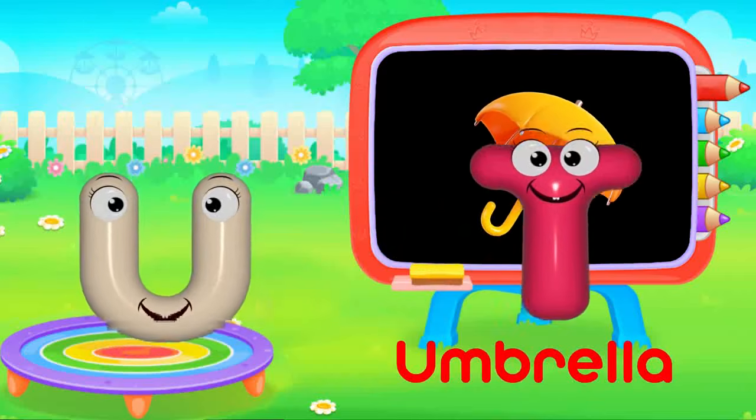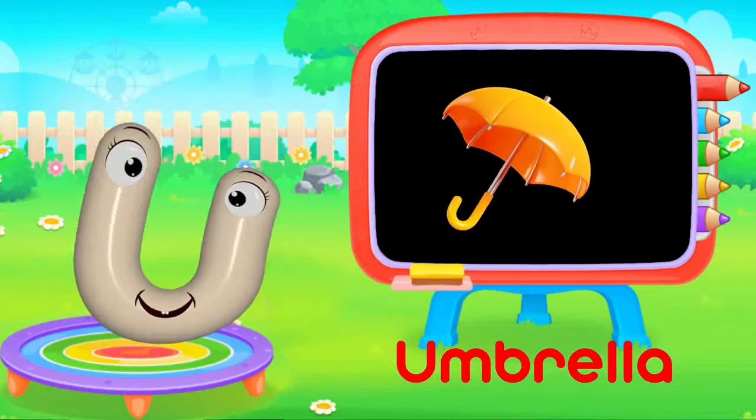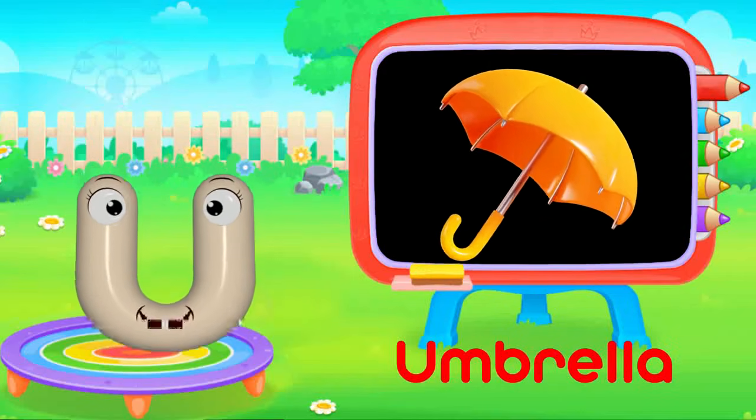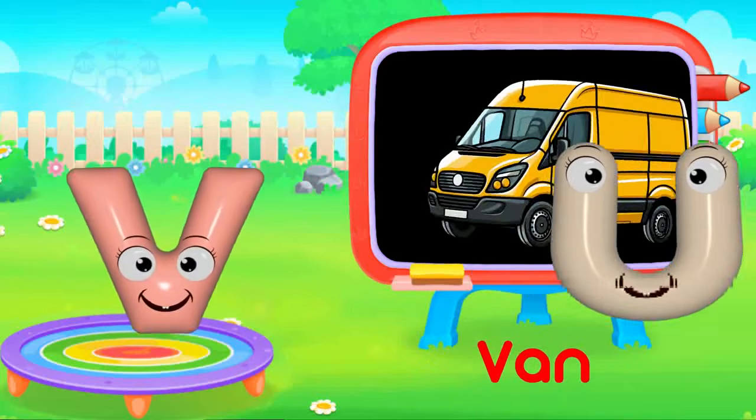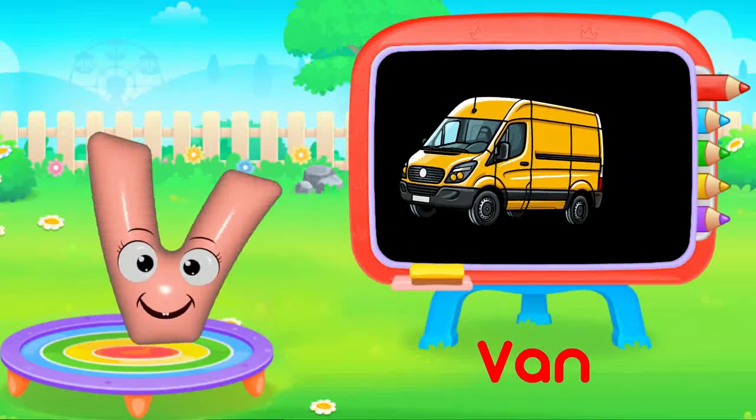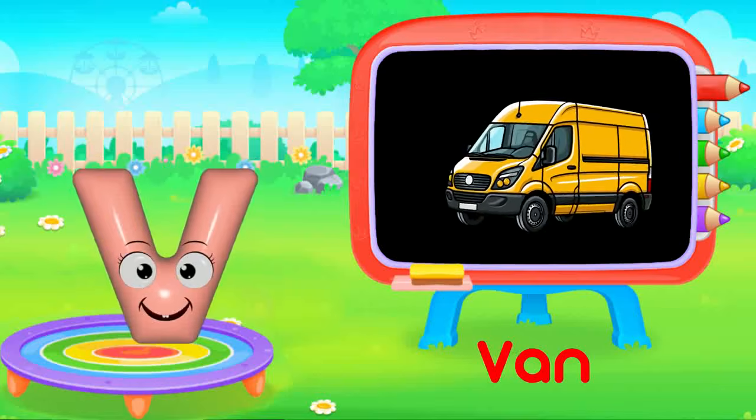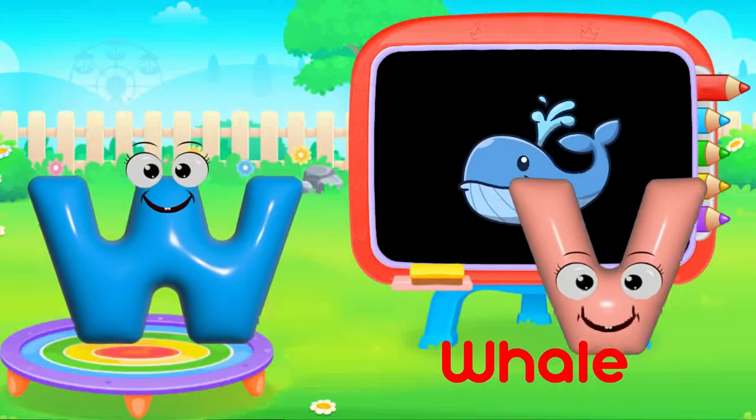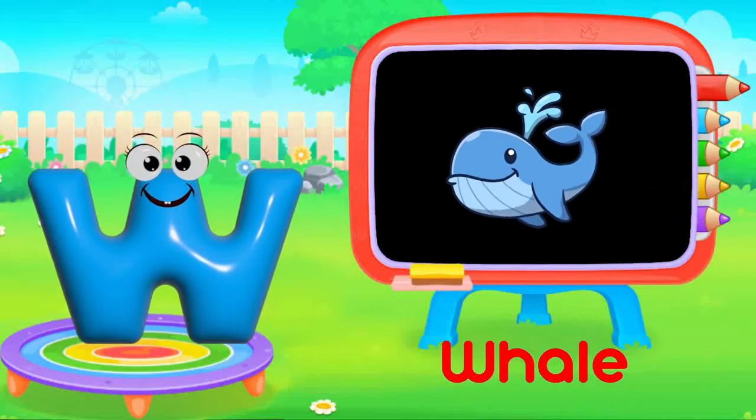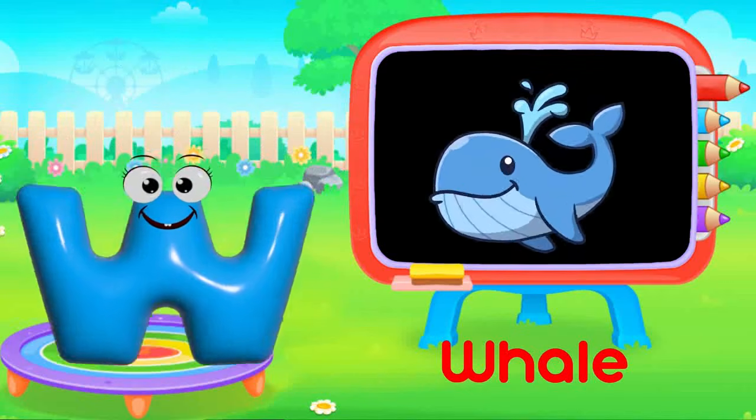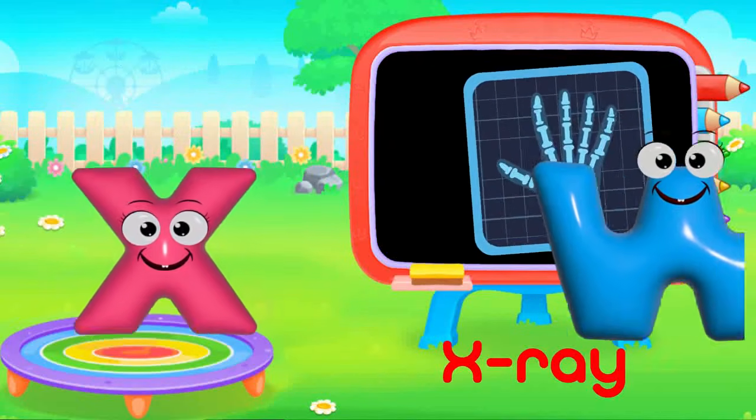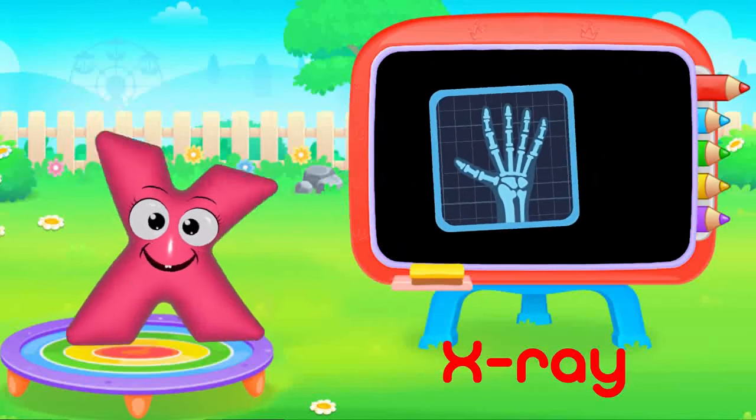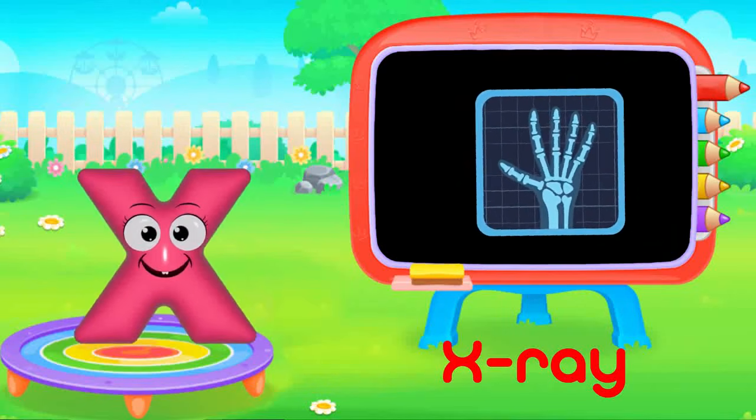U is for umbrella. U, umbrella. V is for van. V, van. W is for whale. W, whale. X is for x-ray. X-ray.